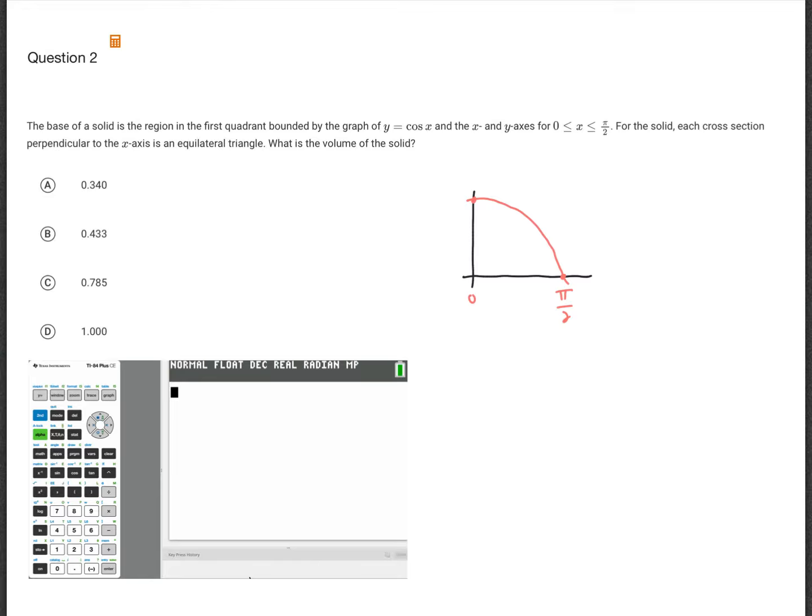Okay, and then think about for this one, so if we look at that distance right there, and that's the base of an equilateral triangle. So that triangle is going to come out. It's got to be the same distance. It's going to be something like this and this, and that's going to come out of the paper.